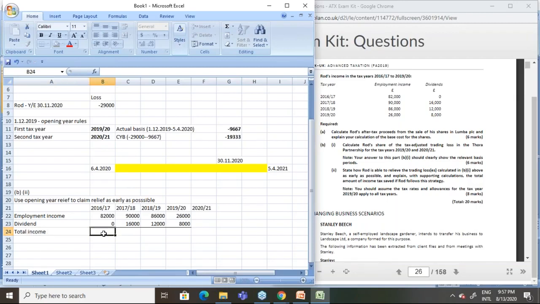So opening year relief, you can claim it against total income: 82,000 here, 106,000 here, 98,000 here, 34,000 here, 34,000 here. Okay. Now, against this total income, you can claim the loss relief.